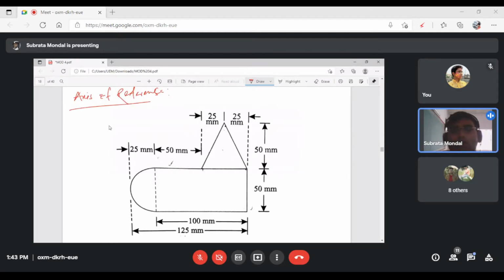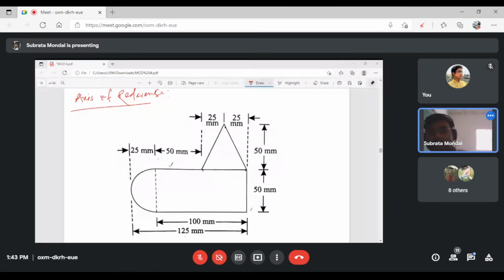With what should be the reference? What is the axis of reference? So along x-axis. What should be the point? That is what I am asking. What should be the point?